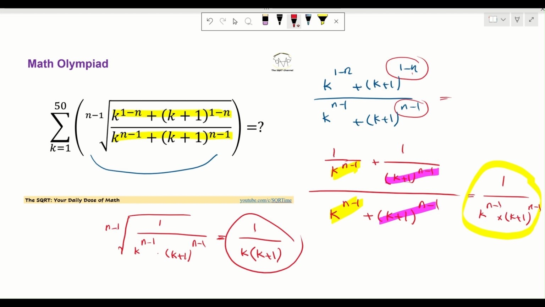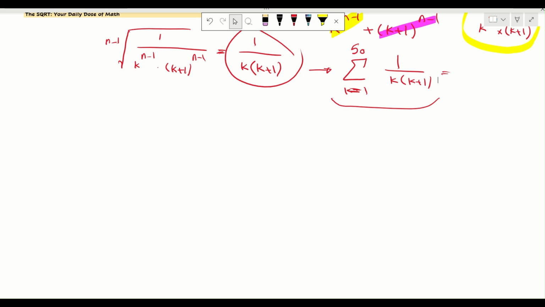Obviously the next step is going to be evaluating this for k equal to 1 to 50. So now I'm going to do this sigma k equal to 1 to 50, and then it's going to be 1 over k times k plus 1. You can verify that I can easily write it as sigma of k equal to 1 to 50, and then what I have inside this is going to be 1 over k minus 1 over k plus 1.